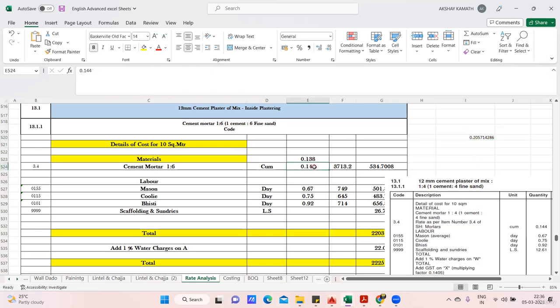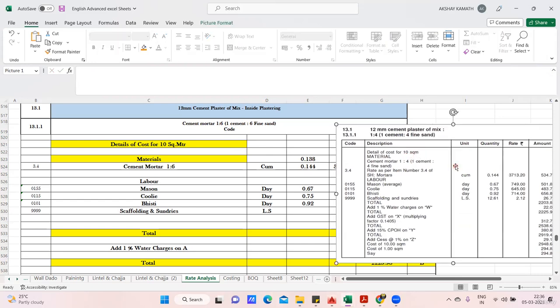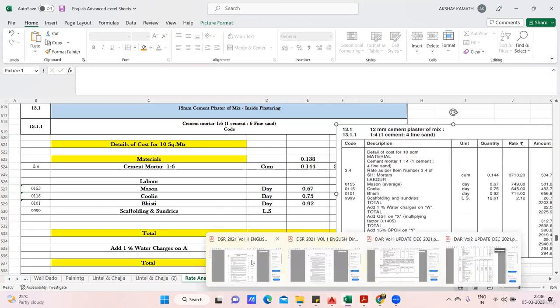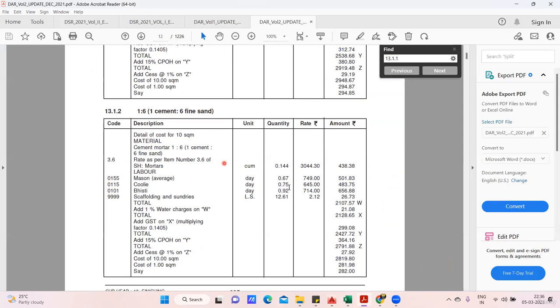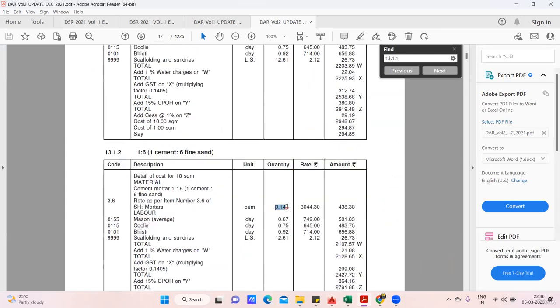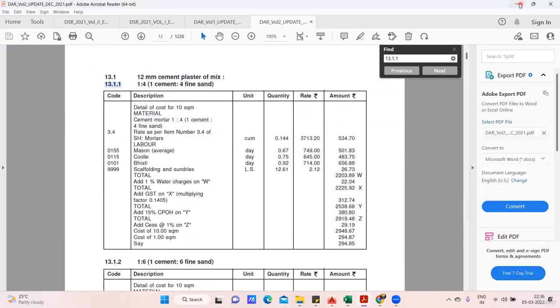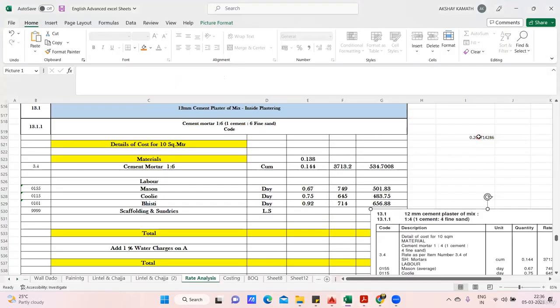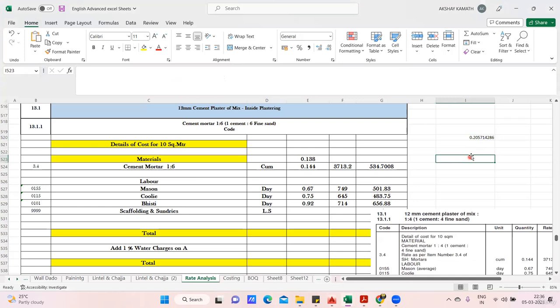In that case, this is for 1:4, so let me go with 1:6. It is 0.144 for 1:6, then I should get the answer. Let me check it out. I'm making one mistake here.